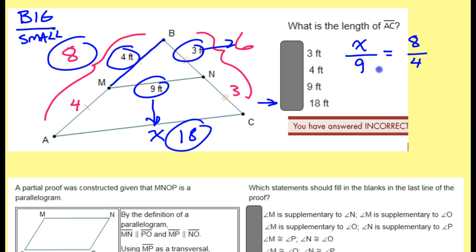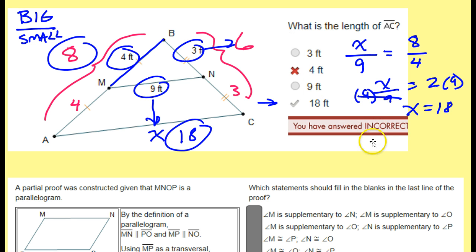But it's the same thing I would have gotten if I did solve this little equation that I just set up. 8 over 4 is just 2. And then if you multiply it by 9 on both sides, then you have x is equal to 18, either way. Okay, double double.